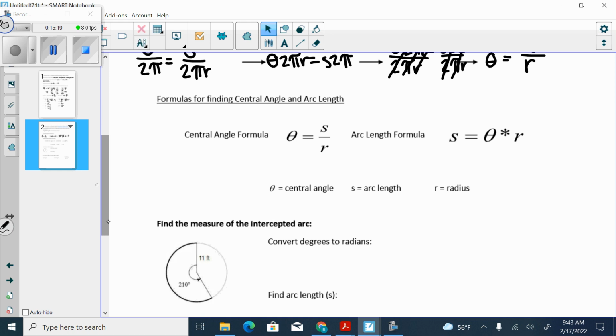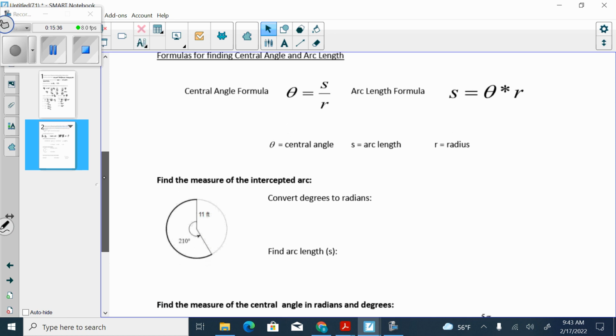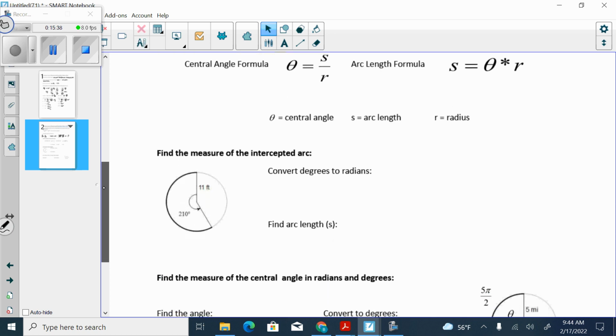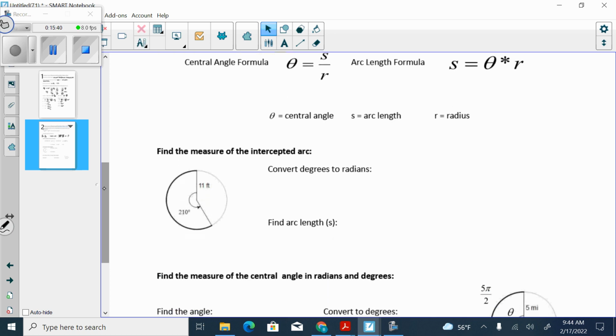All they did was say, if I want to get S by itself, I would multiply both sides by R, so that would go away. And now this is that formula. So they just said it depends on what you're trying to find as to how you're going to set it up. Again, theta is your central angle, S is your arc length, and R is your radius.